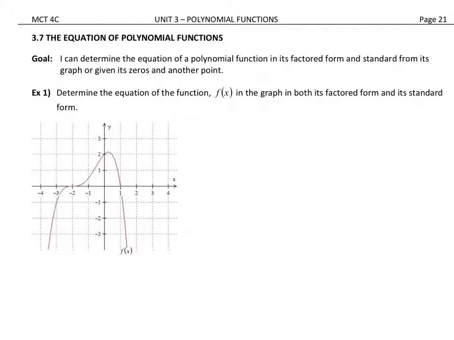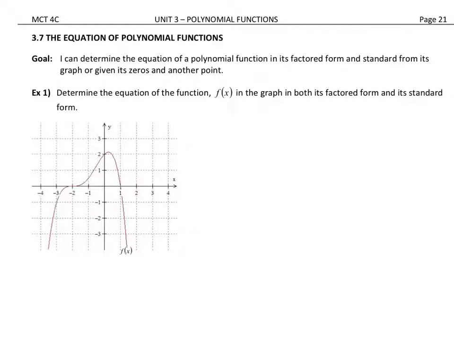Okay, so if we look at this, our goal today is that we can determine the equation of a polynomial function, so working backwards this time, in its factored form and standard form from its graph, or given its zeros and another point. So determine the equation of this function, f of x, in the graph, in both its factored form and its standard form.